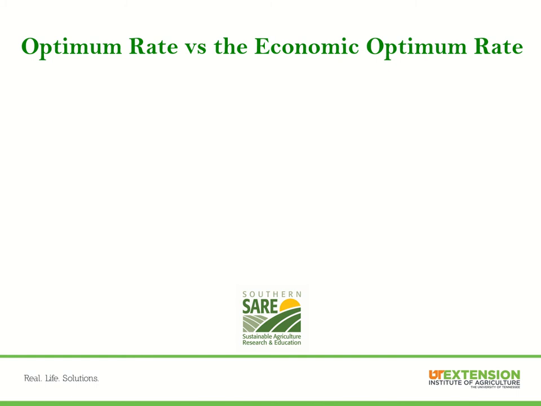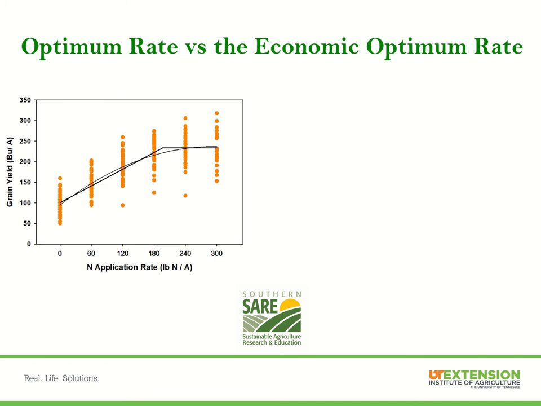So we looked at rate. I'll talk about 2 different rates. We looked at optimum rate as well as economic optimum rate. The optimum rate is the rate at which you get the maximum yield, and the economic optimum rate factors in fertilizer prices as well as corn prices, and we'll look at that briefly.